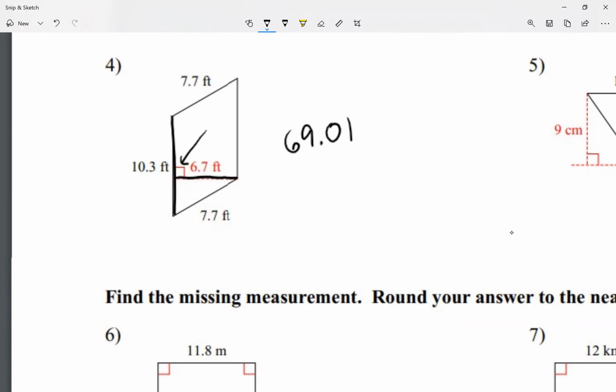Now, don't think that you have to use every number given. If you notice, there's a 7.7 that I did not use. I'm only using the two numbers that make the 90-degree angle. That's it. That's only the two numbers.